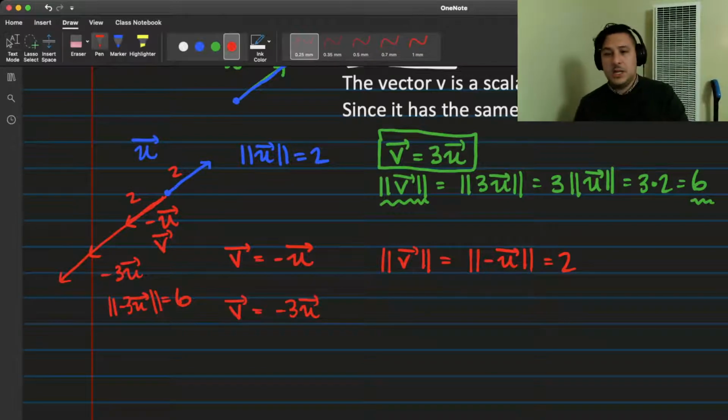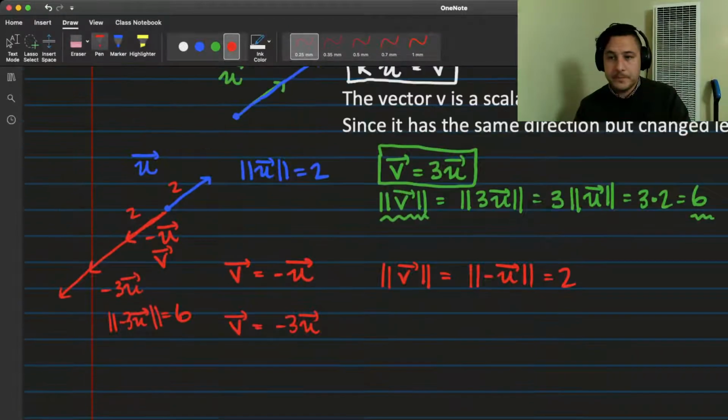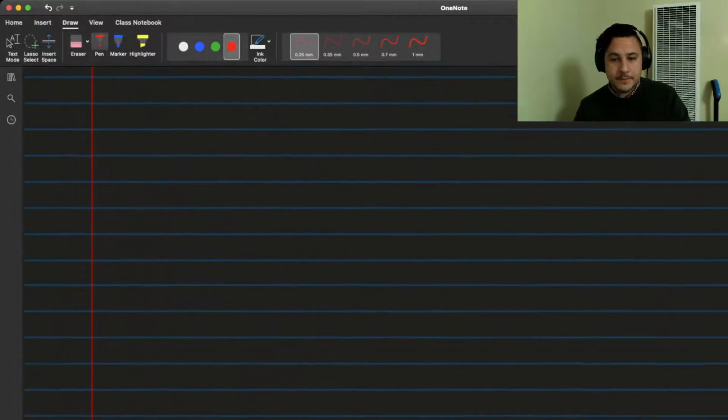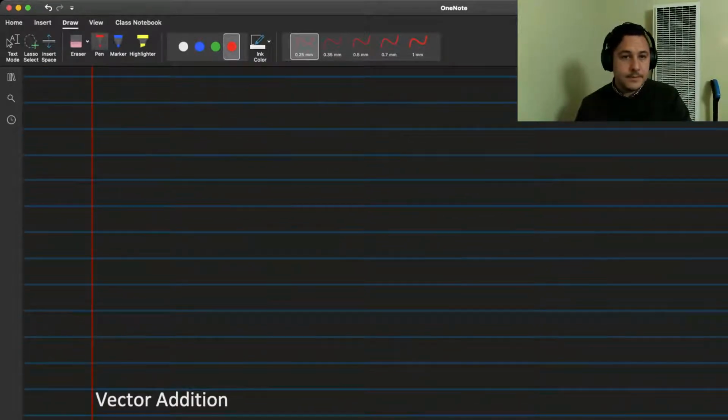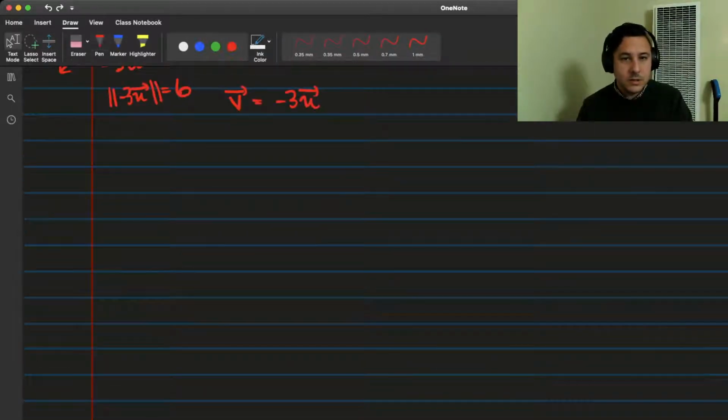So scalar multiplication is pretty straightforward. Let's talk about vector addition.